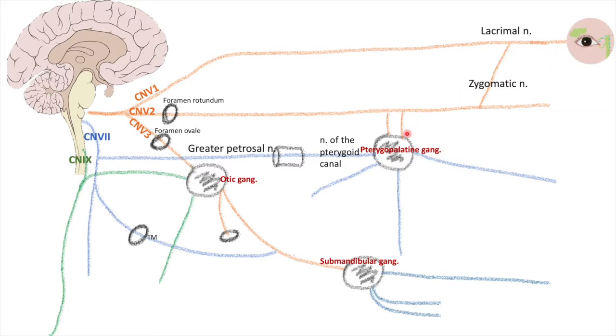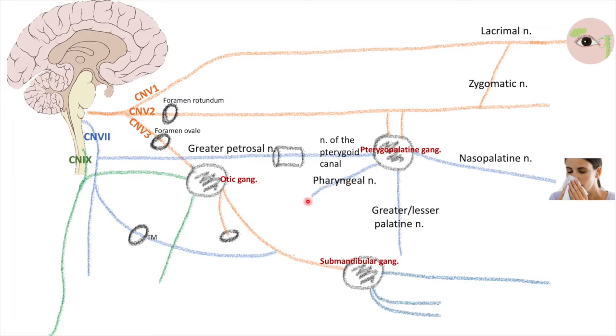The axon also travels with the nasal palatine nerve to the nasal cavity, the greater and lesser palatine nerves to the hard and soft palate, and also the pharyngeal nerve to the pharynx.